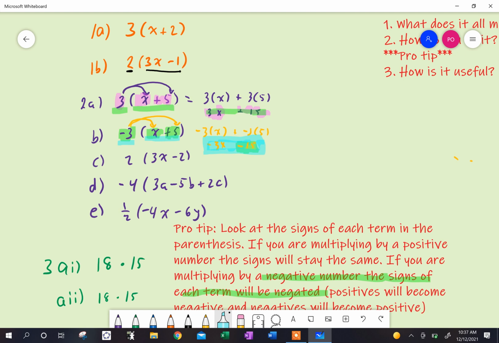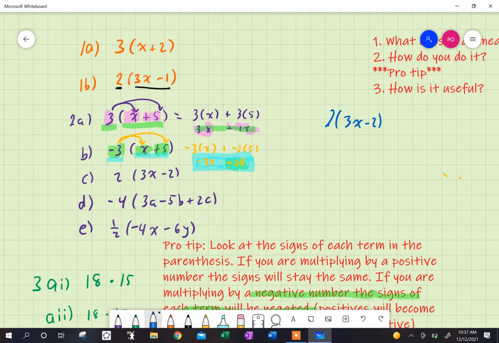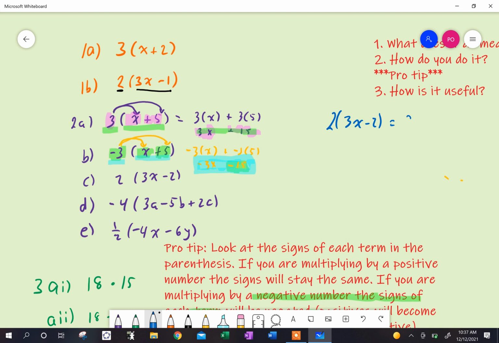All right, so letter C, I'm going to do letter C over here. It says 2 times 3x minus 2. It's a positive and a negative. My 2 is positive, so I'm going to have a 2 times 3x plus a 2 times a negative 2, which is going to be 6x minus 4. And that makes sense because, look, this was a positive 2. I have a positive value and a negative value. I have a positive variable term and a negative constant.